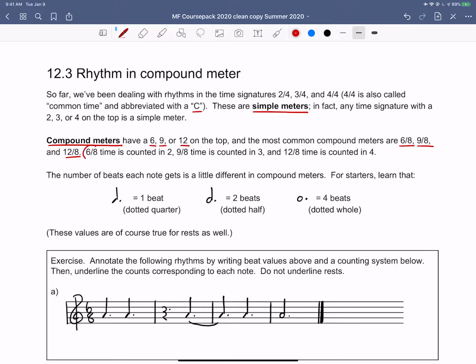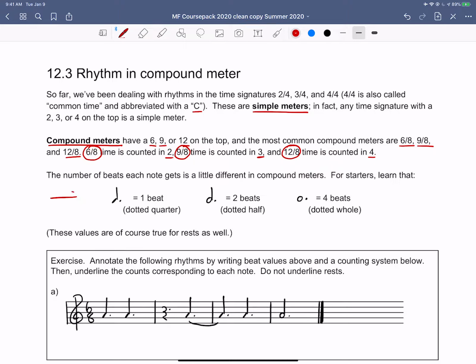Anytime you have 6/8 as your time signature, you're going to count 2 beats per bar. Anytime you see 9/8 as your time signature, you're going to count 3 beats per bar. And anytime you see 12/8 as your time signature, you're going to count 4 beats per bar. One way to conceptualize this is just take that top number whenever you're dealing with a 6, 9, or a 12, and divide it by 3, and that gives you the proper number of beats to count per bar. So 6 divided by 3, of course, gives you 2, 9 divided by 3 gives you 3, and 12 divided by 3, of course, gives you 4.